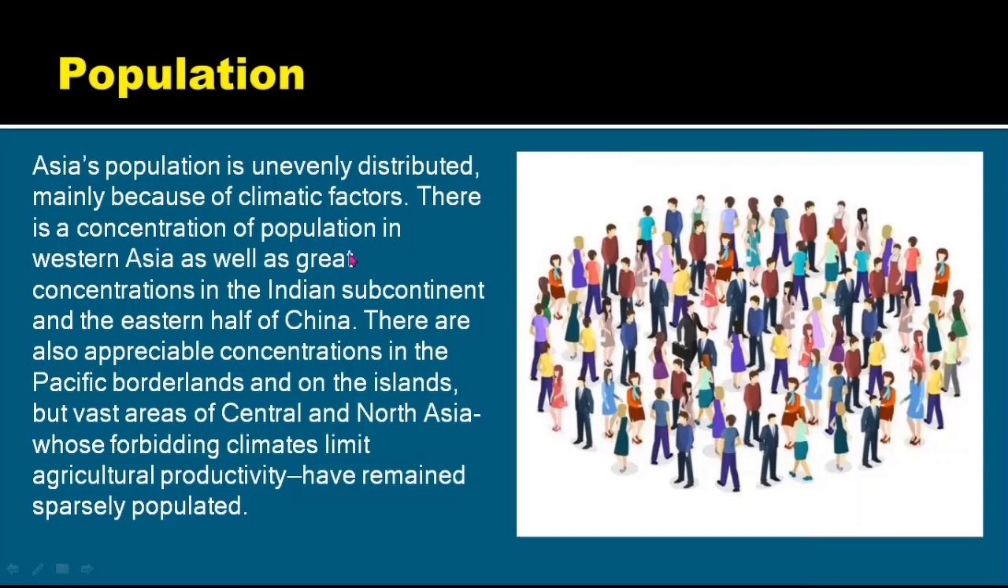So, if we talk about population, the China region and the Indian subcontinent are highly populated parts of Asia, as is Western Asia, and there are also appreciable concentrations in the Pacific borderlands and on the islands. But the vast area of Central and North Asia, whose forbidding climates limit agricultural productivity, has remained sparsely populated. What has been said is that in Central Asia and North Asia you find few people, because of the harsh climate.